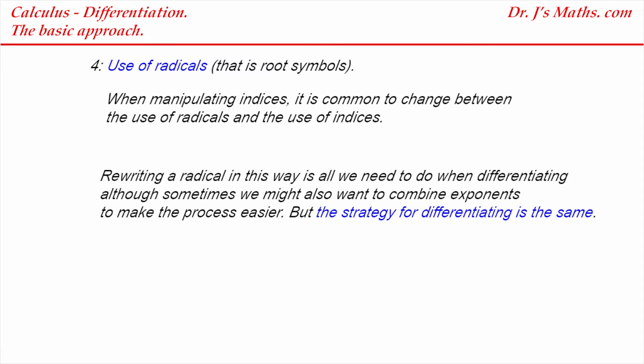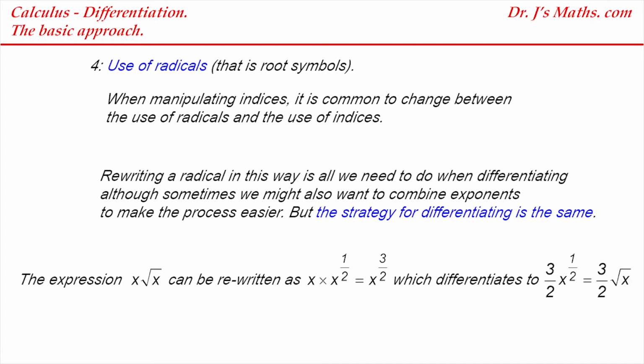Rewriting a radical in this way is all we need to do when differentiating, although sometimes we might want to combine exponents to make the process a bit easier. But the strategy of differentiating is exactly the same in all cases. For example, if we have the expression x root x, fairly common too, this can be written as x times x to the half. Add the indices, we get x to the 3 over 2, and that differentiates to 3 over 2 x to the half, which we could write as 3 over 2 times root x.